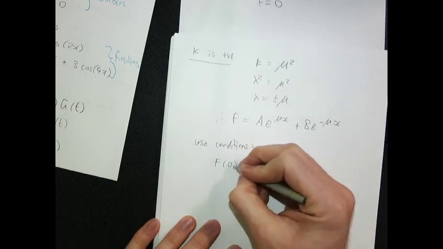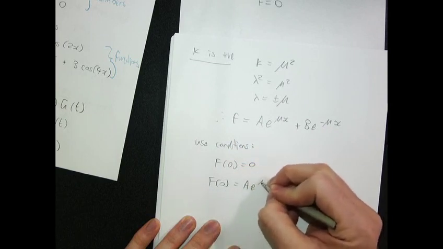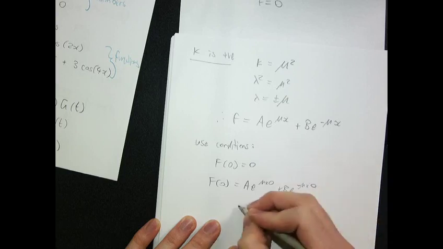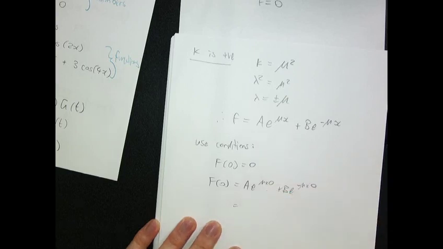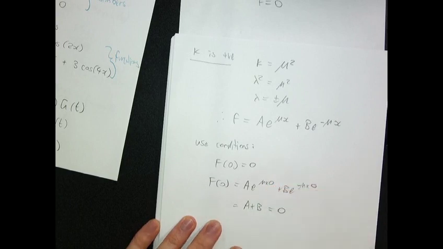F of 0 is supposed to be 0, so let's see. F of 0 is a e to the mu times 0 plus b e to the minus mu times 0. And e to the 0 is 1, so we just get a plus b. And this is supposed to come out to 0, because f of 0 is 0. Awesome, a plus b is 0. Damn, it's not telling me anything useful yet.